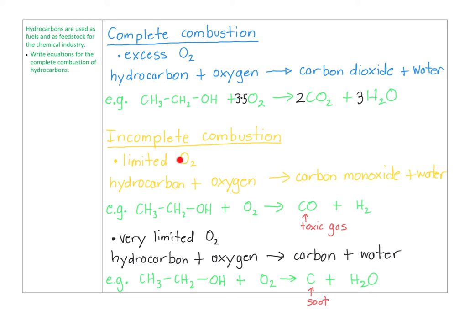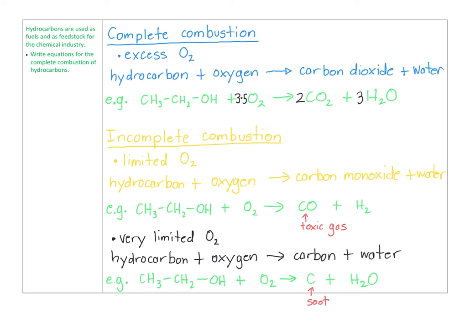Now, in incomplete combustion, there's a couple of different things that can happen. If you've just got a limited supply of oxygen, when the hydrocarbon and the oxygen react, you will get carbon monoxide and water. Carbon monoxide, CO, is actually quite a toxic, dangerous gas. It will bind to the hemoglobin, which normally carries oxygen, but it will bind instead of oxygen, and then obviously your body won't be able to get oxygen. That's why it's a very dangerous, potentially deadly gas.